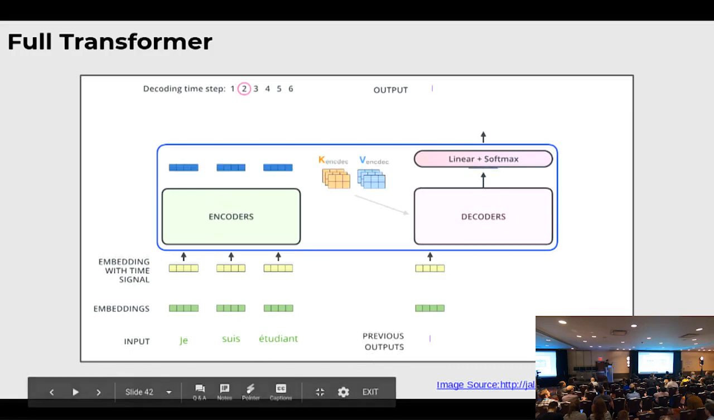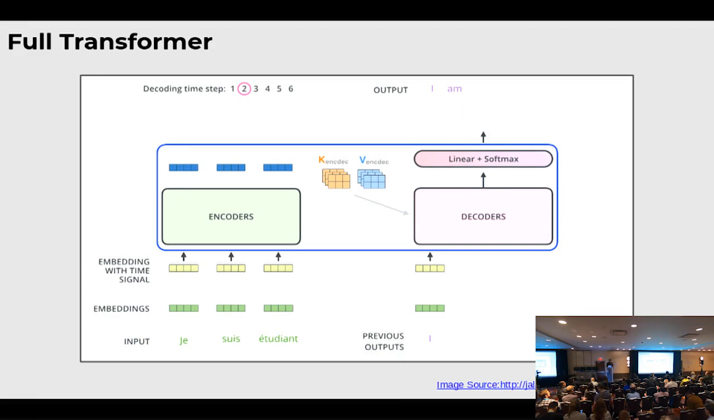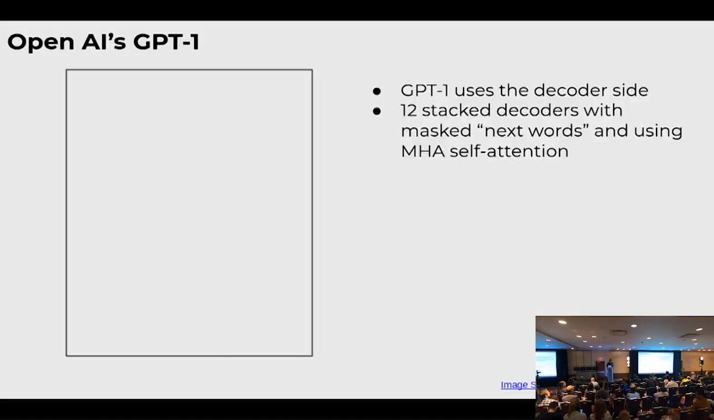And then slowly but surely, I'm not going to let the GIF go through because we only have 7 minutes, but this is how it goes through the neural machine translation.